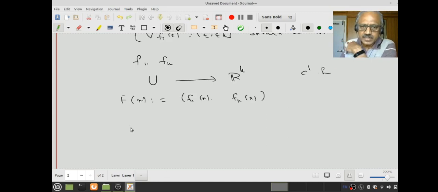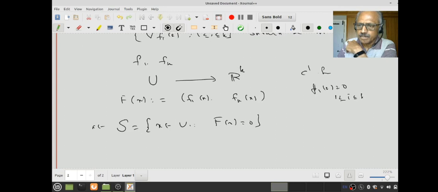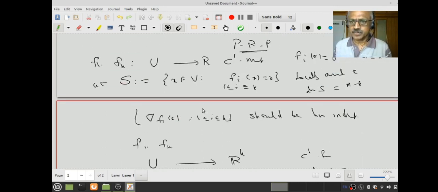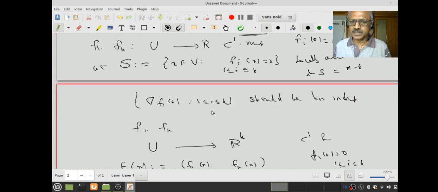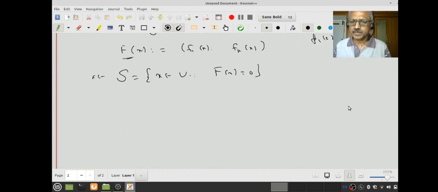Therefore, now I can ask a much simpler question. This set S is nothing other than the set of x in U such that capital F of x equals 0. Therefore, A belongs to this. I am assuming, of course, Fi of A is 0 for all i. Do you follow that? Are you convinced? These are the same, right? Therefore, what should be the condition on F? This is the same as saying F1 of x is 0, up to Fk of x is 0. Therefore, I know the condition should be that the gradients should be linearly independent.